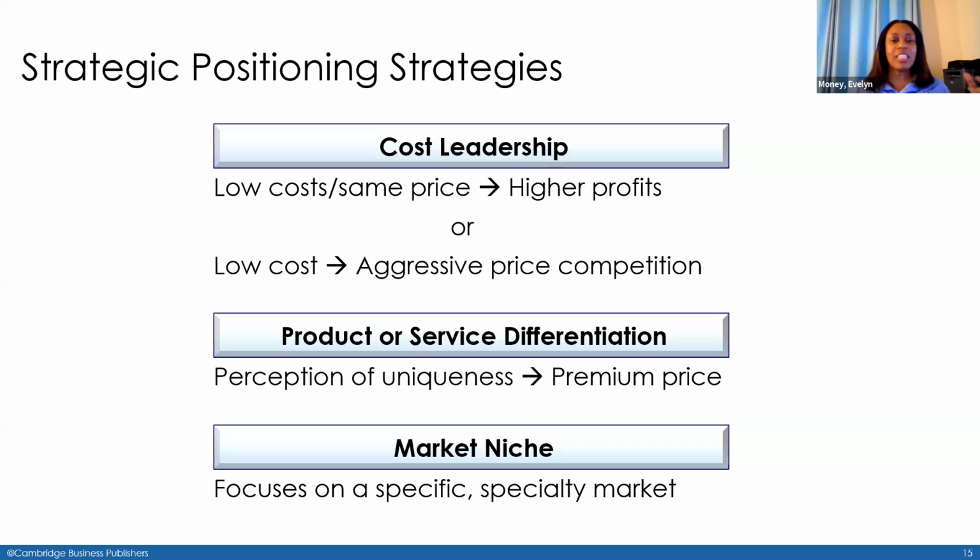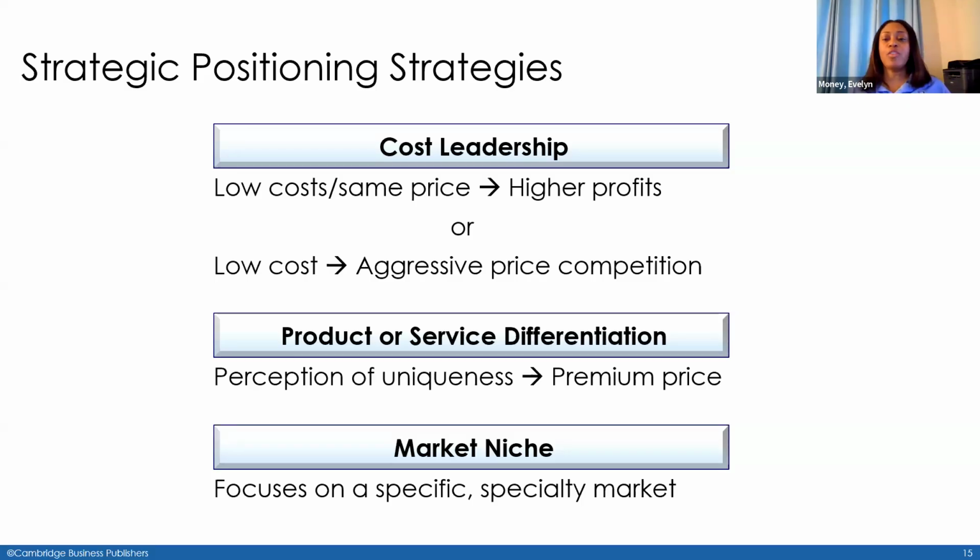So we're talking about cost leadership. The focus is on keeping costs low, reducing our costs as much as we possibly can so that we can increase our profits. Or it could be, yes, keeping our costs low, but we also engage in price competition. So we are willing to increase and decrease our prices based on what our competitors are doing, again, so that we can achieve higher profits. So with cost leadership, it's not about providing the best product, it's really about controlling our costs.